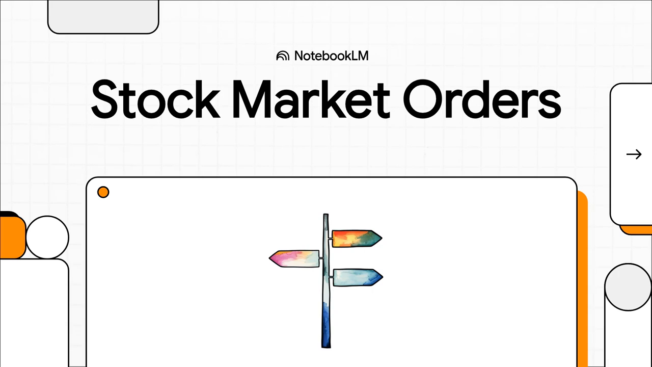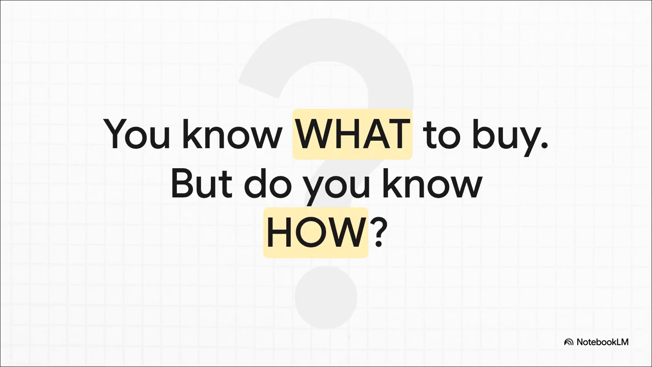All right, let's talk about something that happens in those few seconds after you've already decided what stock to buy. It's a choice that honestly can have a huge impact on the price you actually pay. We are talking about stock market order types. So you've done all the hard work, right? You've researched the company, you've picked your stock, you're ready to pull the trigger. But hitting that buy button, that's only half the battle.